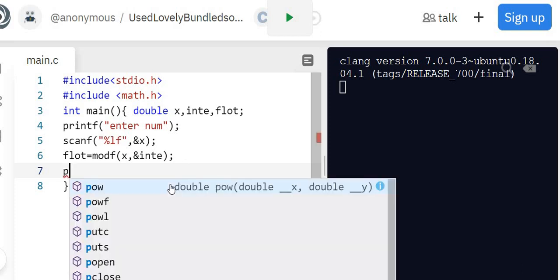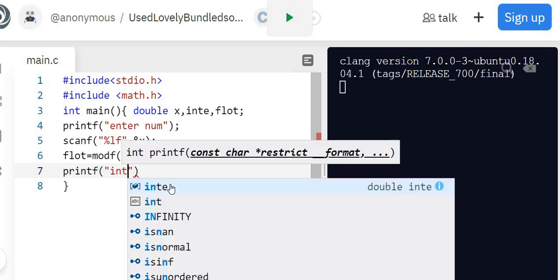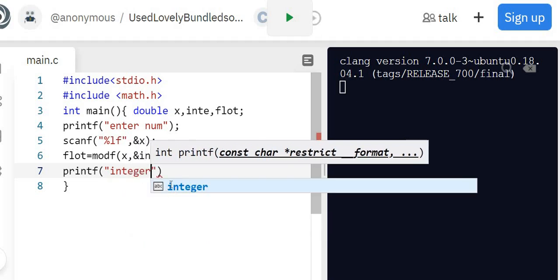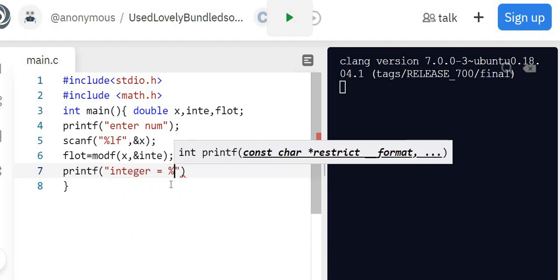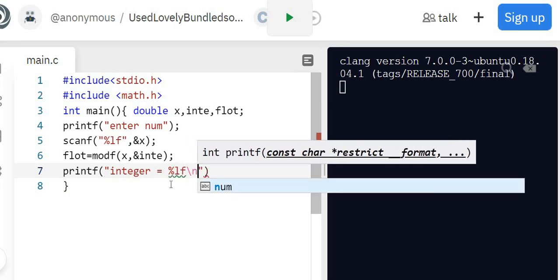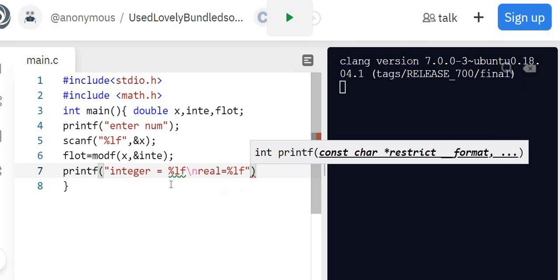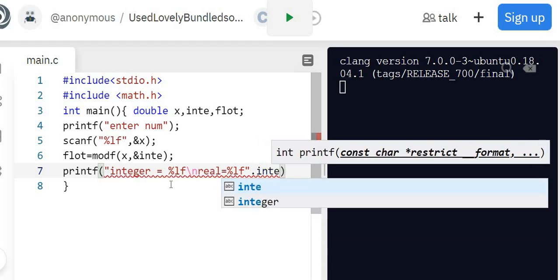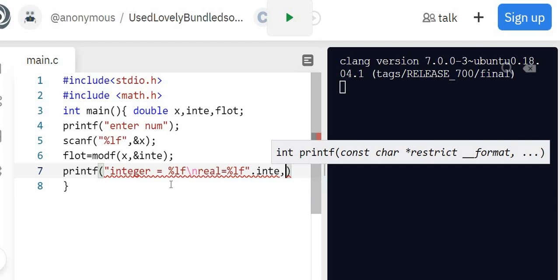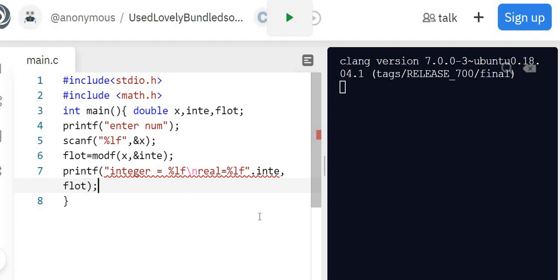So let us print both. Printf integer is equal to %lf and on the next line backslash n real part is equal to again %lf, and we have to give here our variable names, whatever they could be, x, y, anything, and f, l, o, t, they could be anything. Okay.